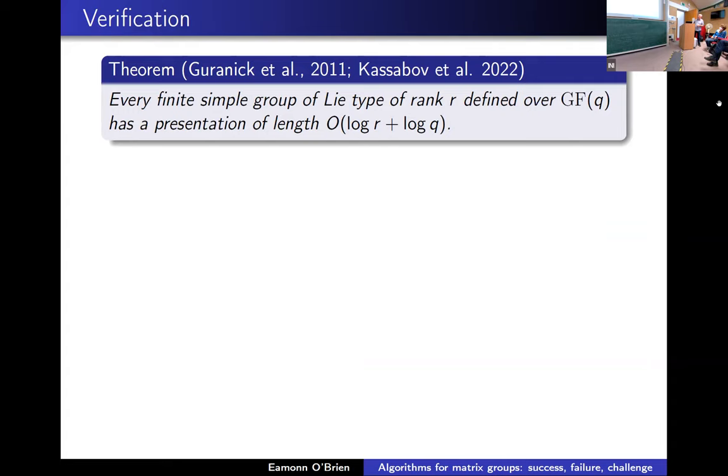How do we get Las Vegas for the algorithm which sets up the constructive isomorphisms? Well, we do it by means of presentations. And here are some results, some of which is hot off the press. The Kasparov et al. 2022 is for the missing case, the twisted G2. The claim is now that every finite simple group of rank R has a presentation of this length.